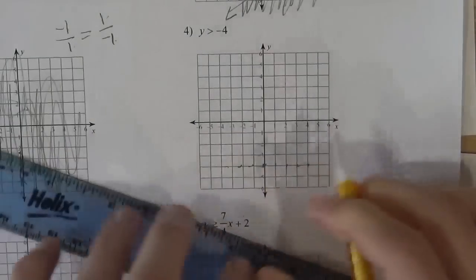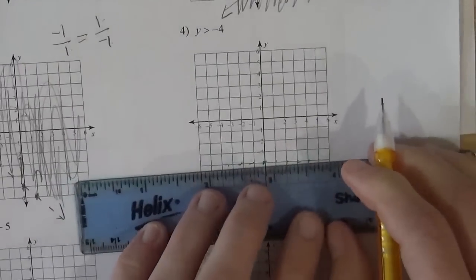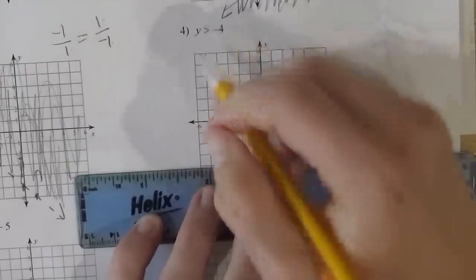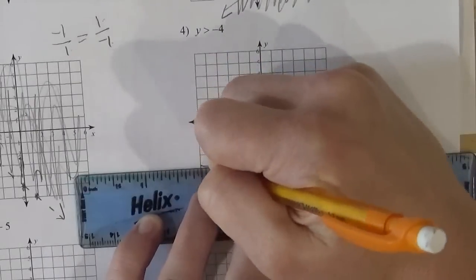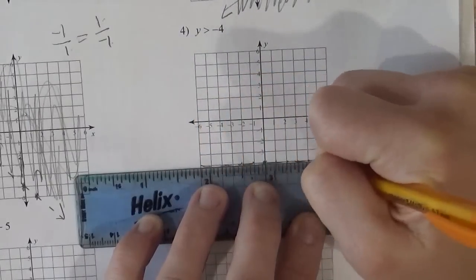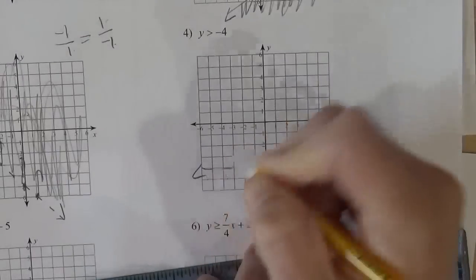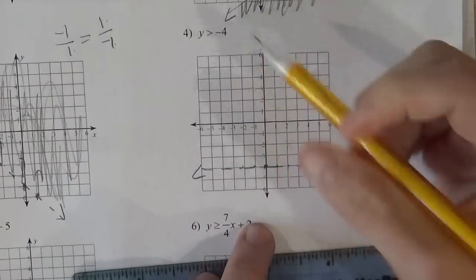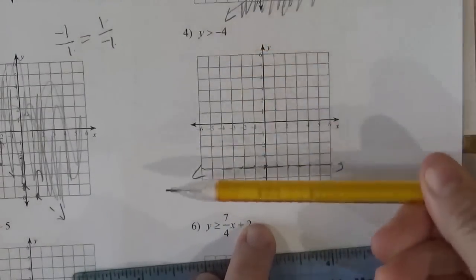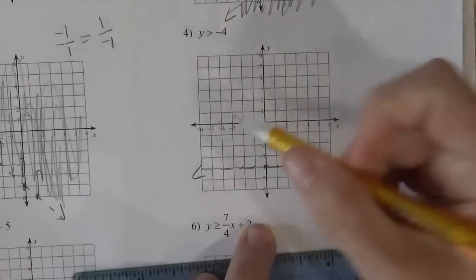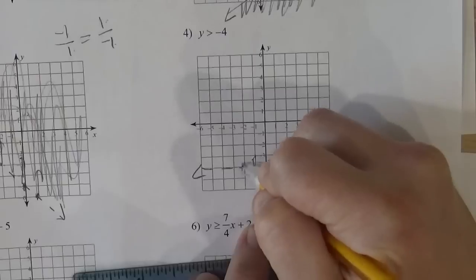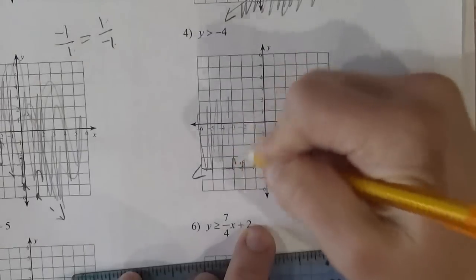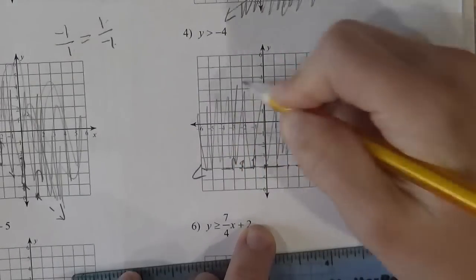And so this is one of those lovely horizontal lines we talked about in the other video. Again, I can't actually equal this line, so I'm just going to make it dotted. And I'll take all the y values that are greater than negative 4. So all the y values that are greater than negative 4 are up here. So greater than negative 4, all of that stuff.